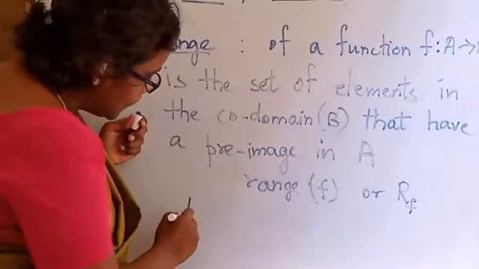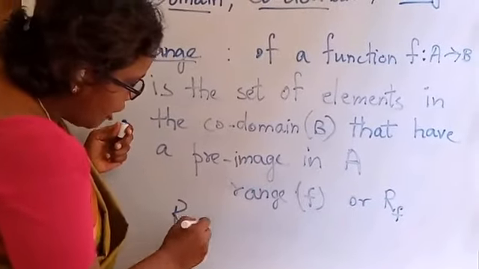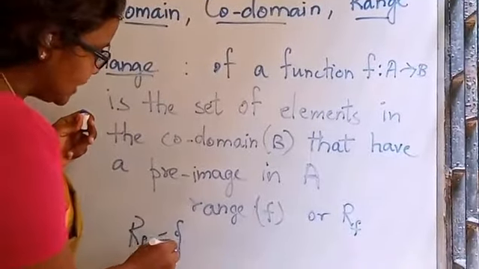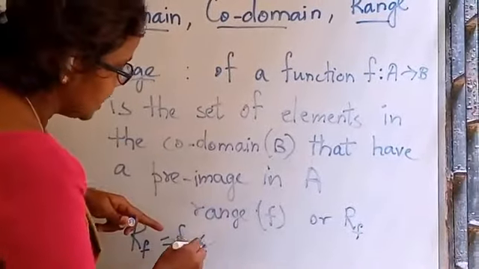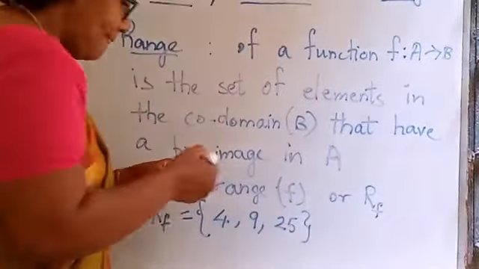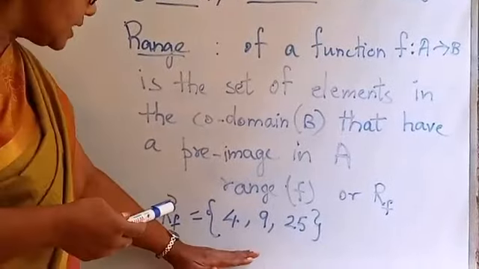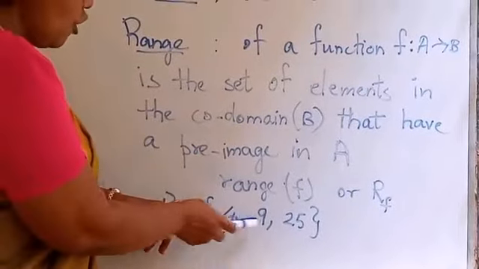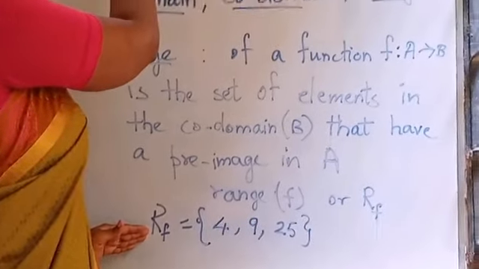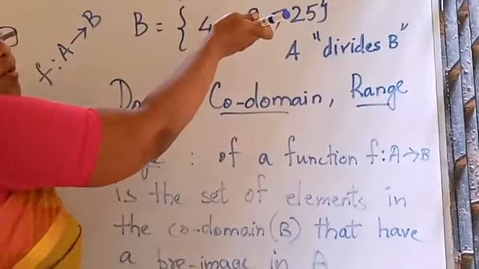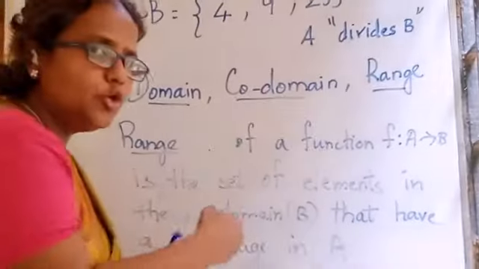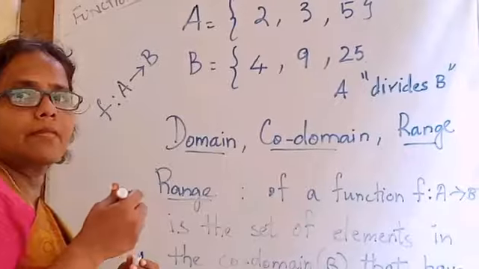So how can I write it? The range of this function f is equal to a set. What are the elements? It is nothing but 4, 9 and 25. Just look at this answer that you got: 4, 9 and 25. So the range is equal to set B. Let me include one more element inside the set B, and I will show you the difference and then I will complete the definition.